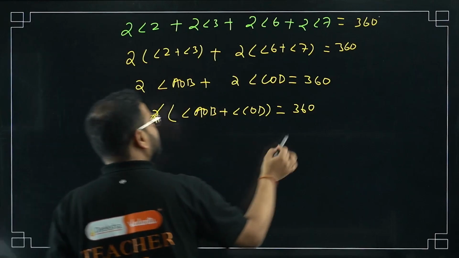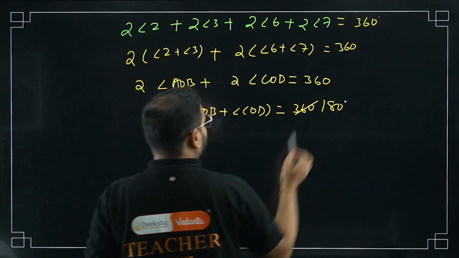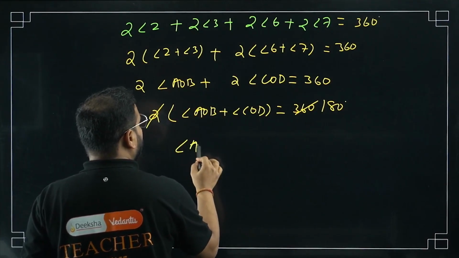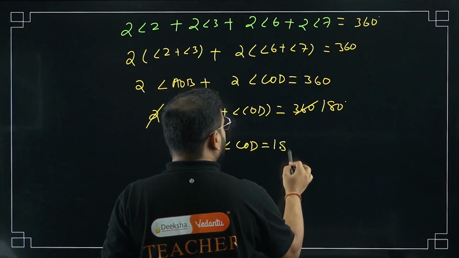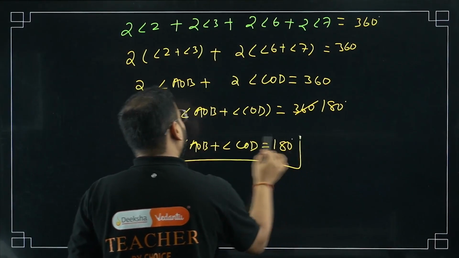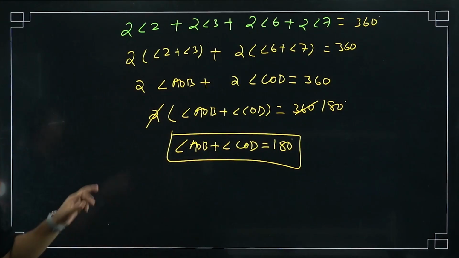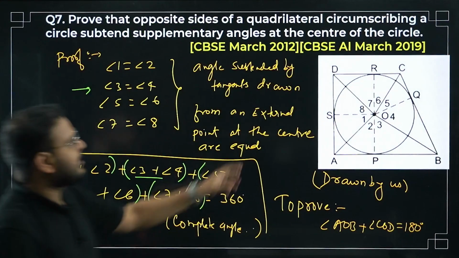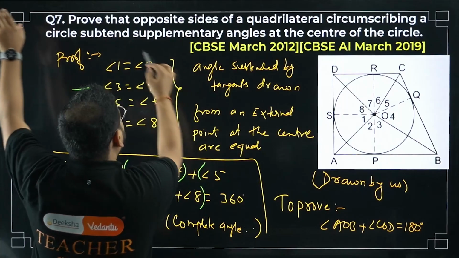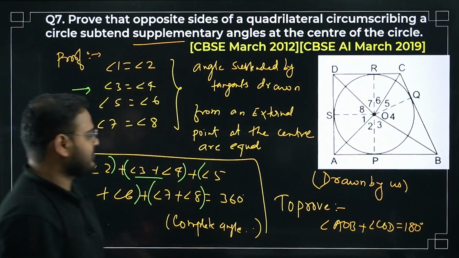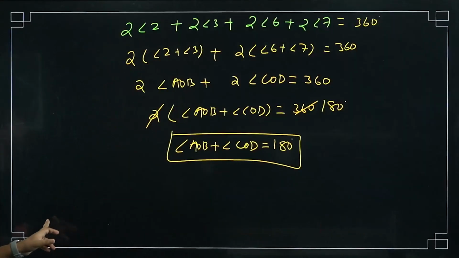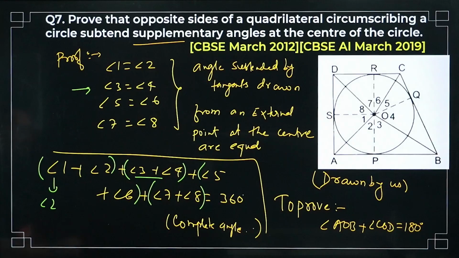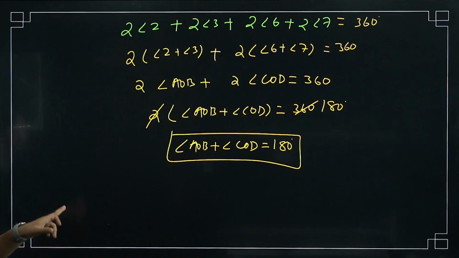2 here cancels this. I'm getting 180 degrees. Here angle AOB plus angle COD is 180 degrees. Proof supplementary. Supplementary, right? AOB plus COD is 180 degrees. We have to prove that, and we have got it over here. I'll show you from the beginning. I hope this explains it clearly. Question number 7 is done.